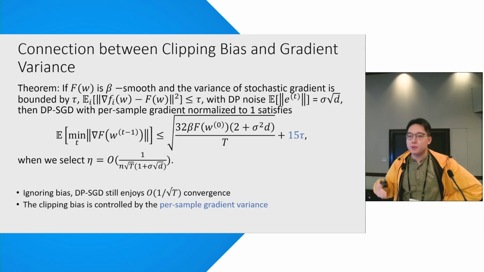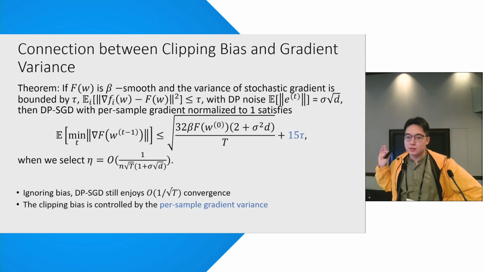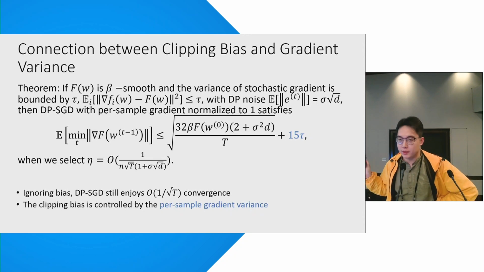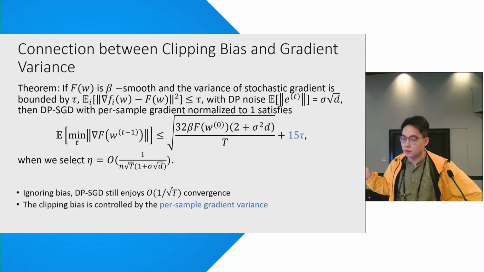So actually, in this paper, our conclusions and results are very straightforward and intuitive. In one sentence, we just want to point out that the clipping bias is actually controlled by the variance of the stochastic gradient. We show an example here for normalized SGD, and we also present a more involved analysis for the clipped SGD.